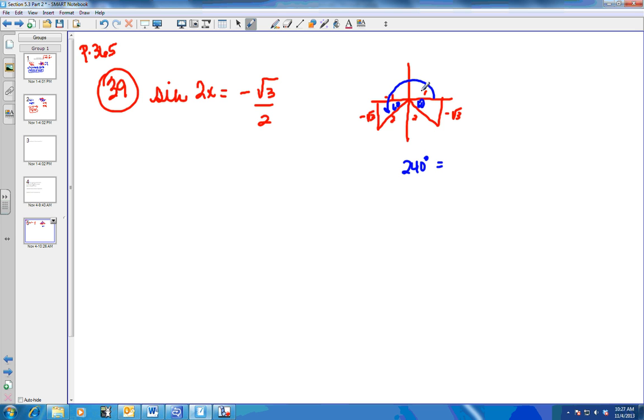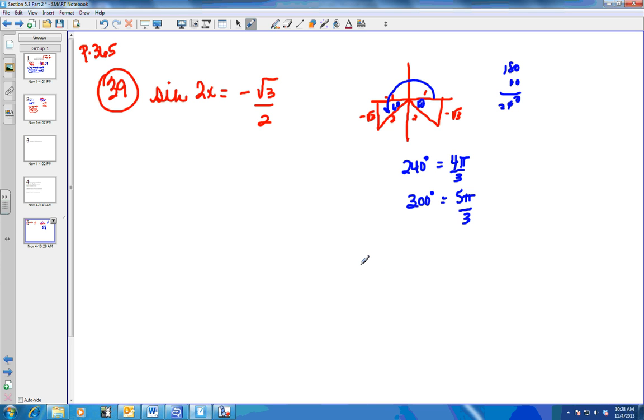Okay. And then 300. 180 plus 60. Yeah. Okay, so that's, what is that? Pi over 3, 3 pi over 3, so that's 4 pi over 3. So that's 6 pi over 3, that would be 5 pi over 3.